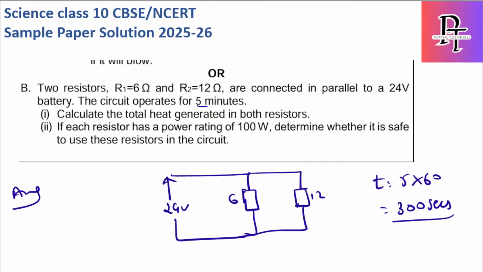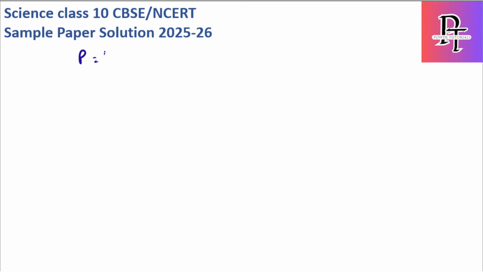Let's solve the second one. If each resistor has a power rating of 100 watt, determine whether it is safe to use these resistors in the circuit. The power rating they have mentioned is 100 watt. Let's find the power as per the current scenario: the power for the 6 ohm resistor and the power for the 12 ohm resistor.